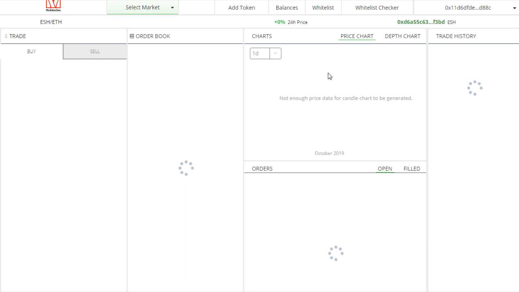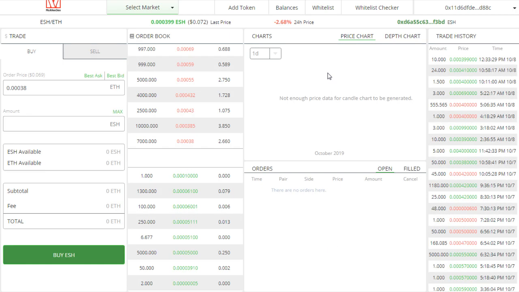Nifty. I'm going to connect to McAfee DEX using my MetaMask, because I think MetaMask is the best way to trade on a DEX, because it never exposes your private key to an exchange. When you open the McAfee DEX, you are immediately taken to the ESH Ethereum market. This is your sell wall and this is your buy wall. You can choose between the 1-day charts, minute charts, and so on.